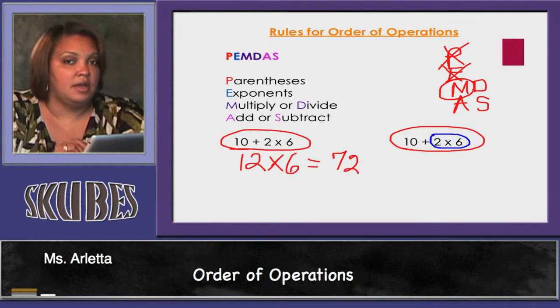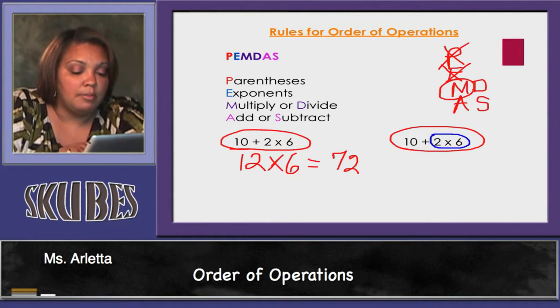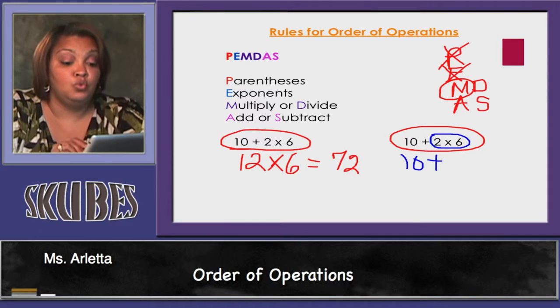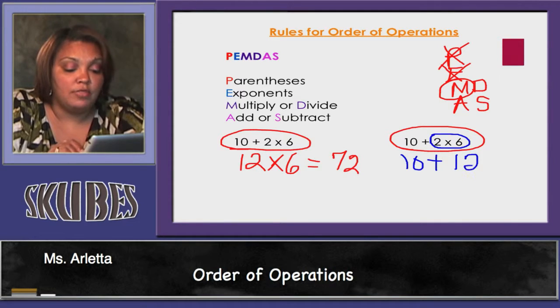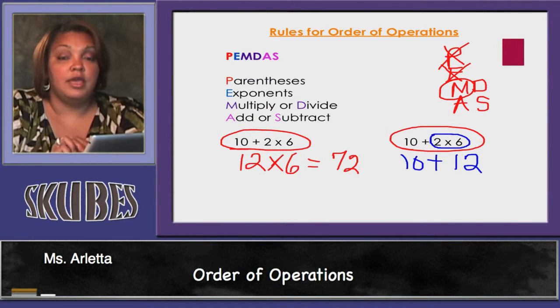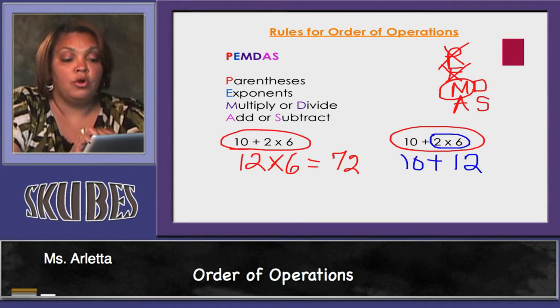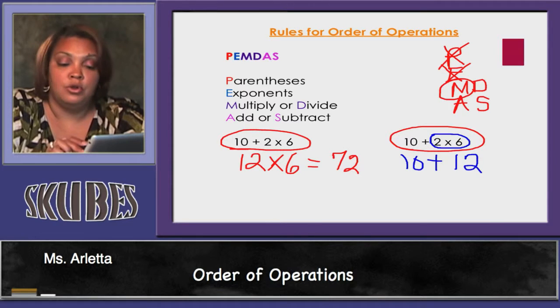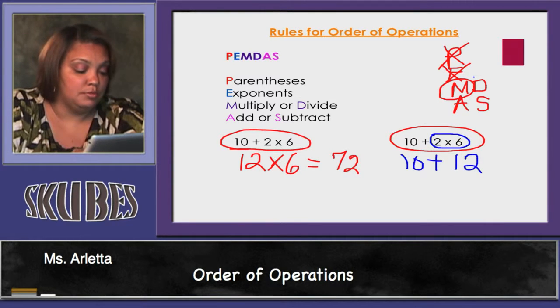That is all I'm going to work. Everything else, I'm basically copying it down. So I'm going to copy down the 10. I'm going to copy down that plus symbol. But instead of me copying down the 2 times 6, I'm going to actually multiply it. 2 times 6 gives me 12, so I'll write the answer there. Okay, now I'm still looking at this to help me guide through the order of operations. Do I see a division symbol in here? No, I don't. So I'm going to mark through it.